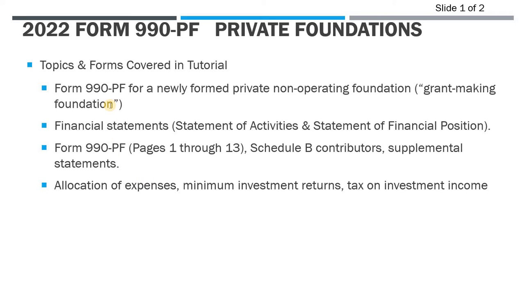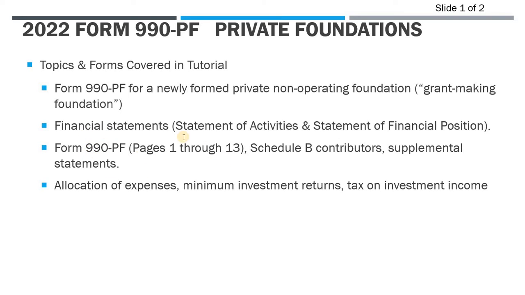So again, we're doing a 990PF for a newly formed non-operating foundation, also referred to as a grant-making foundation. That's because the foundation itself doesn't conduct its own charitable initiatives, right? What it does is it collects contributions from a donor or donors, and then it disperses those payments to other public charities, right? So we've got the financial statements.